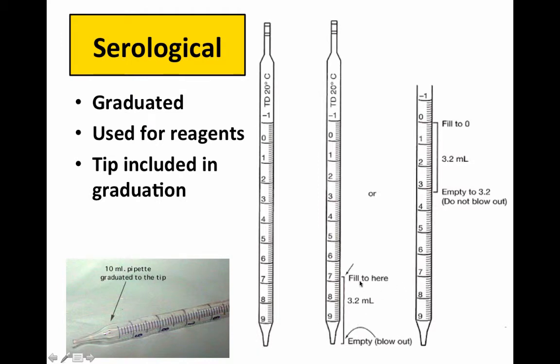wanted. So for example, if you wanted 3.2 mLs, you're going to fill it up to here and then drain the thing, and you may or may not blow this air out, or you'll see there's another option as well, but you include the volume in the tip. So that's the biggest difference between serological and Mohr. You can also do like on the Mohr pipette, you can fill it to 0 and dispense that way, and then obviously you don't blow out the rest of it, but you can see that the tip is graduated here.